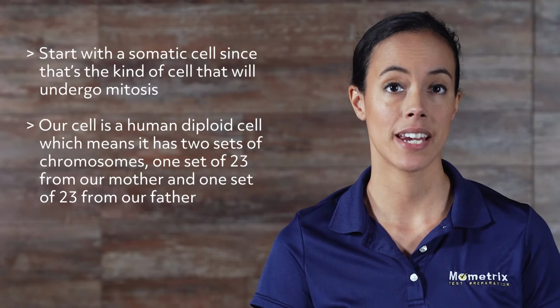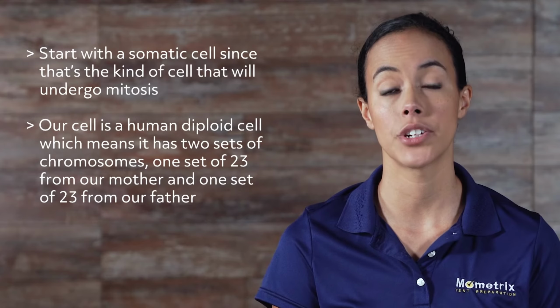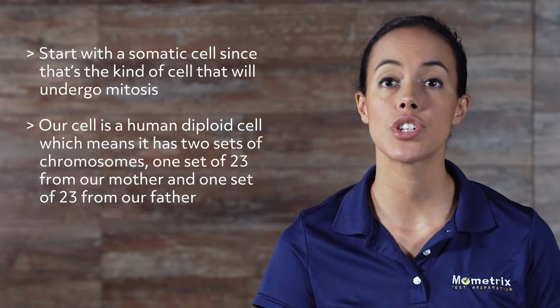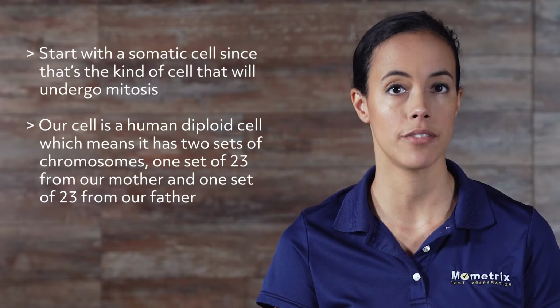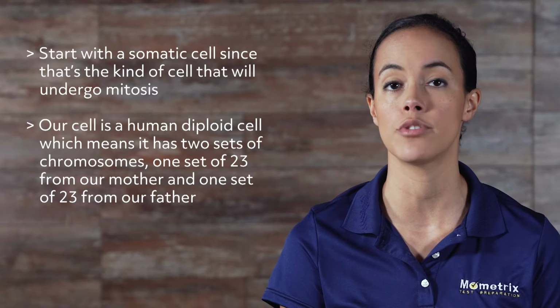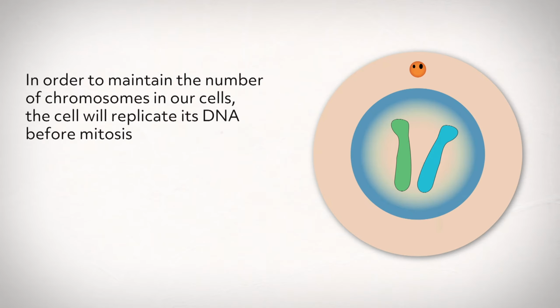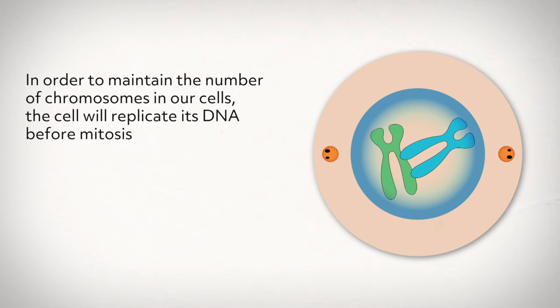We start with a somatic cell, since that's the kind of cell that will undergo mitosis. Our cell is a human diploid cell, which means it has 2 sets of chromosomes, one set of 23 from our mother and one set of 23 from our father. This is true for all somatic cells in our body. Sometimes you'll see the shorthand for diploid as 2N. In order to maintain the number of chromosomes in our cells, the cell replicates its DNA before mitosis. So let's remember this as we look at the rest of the phases.